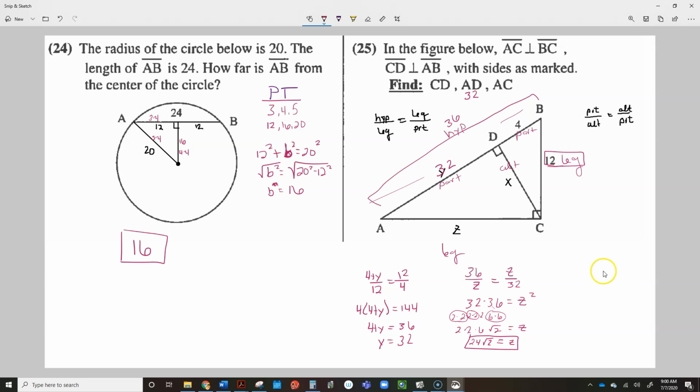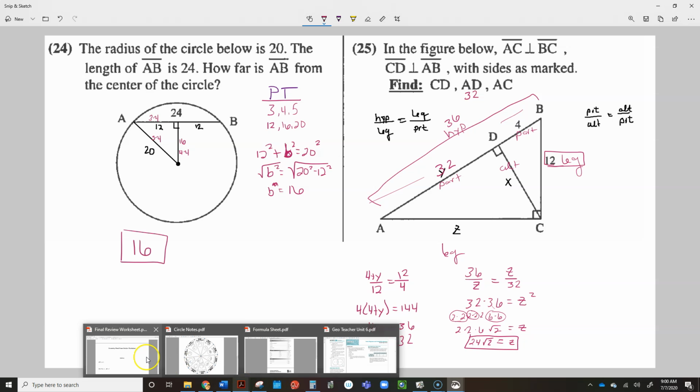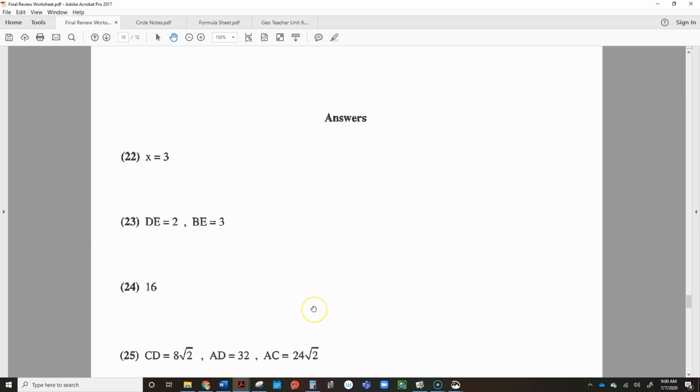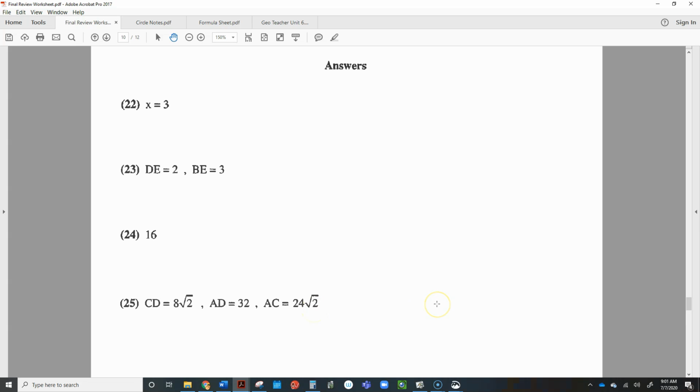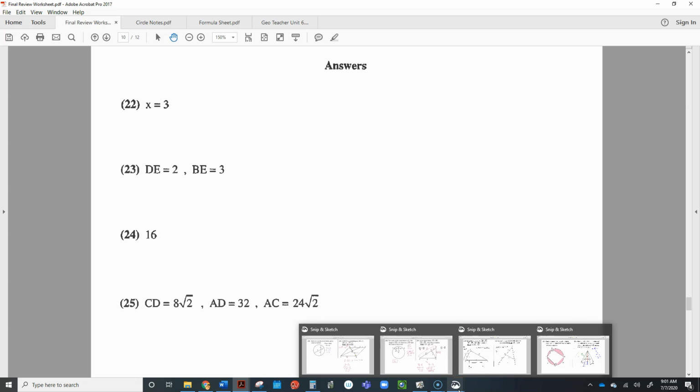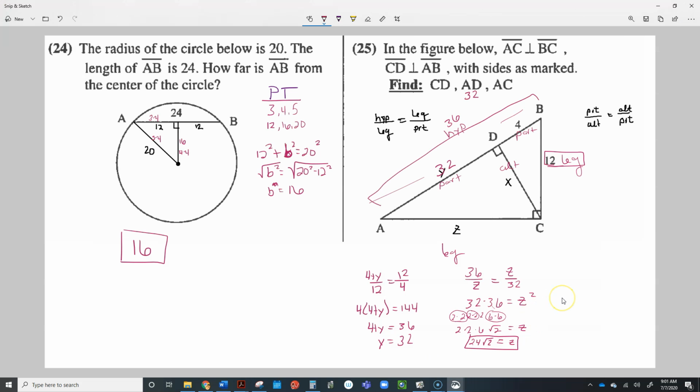But I think this video is going to be long enough, so I'm going to stop after we check and show you that my answers are right, 24 and 25. So there's 24 square roots of 2. There's 32. CD, they said, was 8 square roots of 2. I don't remember getting... Oh, did I? Maybe I didn't finish it. I bet that's what happened. I bet I didn't finish it. Yeah, I got sidetracked. So X, let me finish that right here.